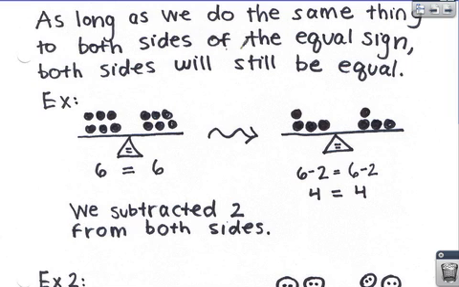Now if I were to take away 2 marbles from the left side, and I took away 2 marbles from the right side, my scale would still be balanced, or my equation would still be true, because 4 does equal 4. In other words, we can do whatever we want to our algebraic equation as long as we do the same thing to both sides of the equal sign.